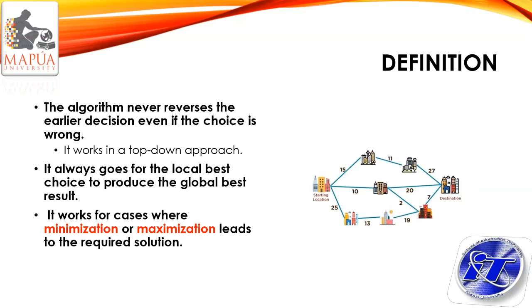Okay? So it works with a top-down approach. Level 1, go to level 2, then go to level 3. It never goes back to level 2 if it's on level 3. Also, this algorithm works well with minimization or maximization problems that require a solution. So maximum value, minimum value, that's how we decide on something. So a greedy algorithm could be used for that.